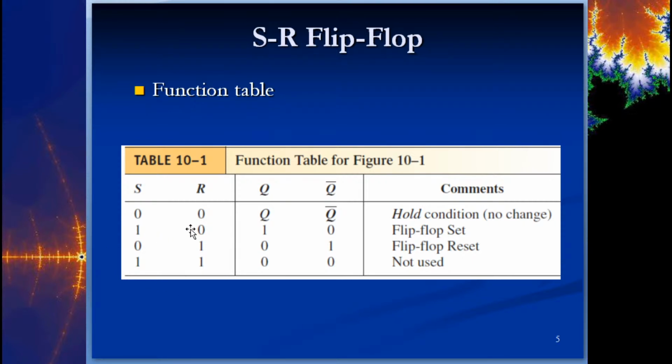And so here you have the set condition where you have 1, 0, and it doesn't matter what Q was before, it automatically goes to 1, and Q naught goes to 0. And if you have the reset condition where you have 0, 1, the flip-flop resets. Whatever Q was before doesn't matter, because now it's 0 and Q naught is 1. Right? And again, we don't use the 1, 1 condition in the SR flip-flop because it pulls them both low, and that violates Q and Q naught, because they shouldn't ever be the same. Okay?